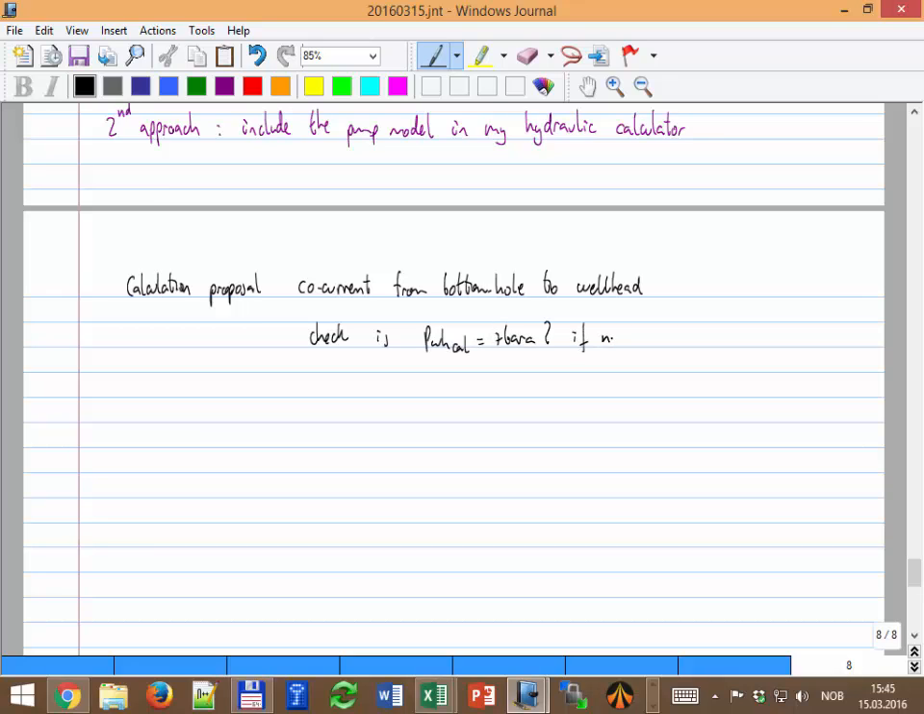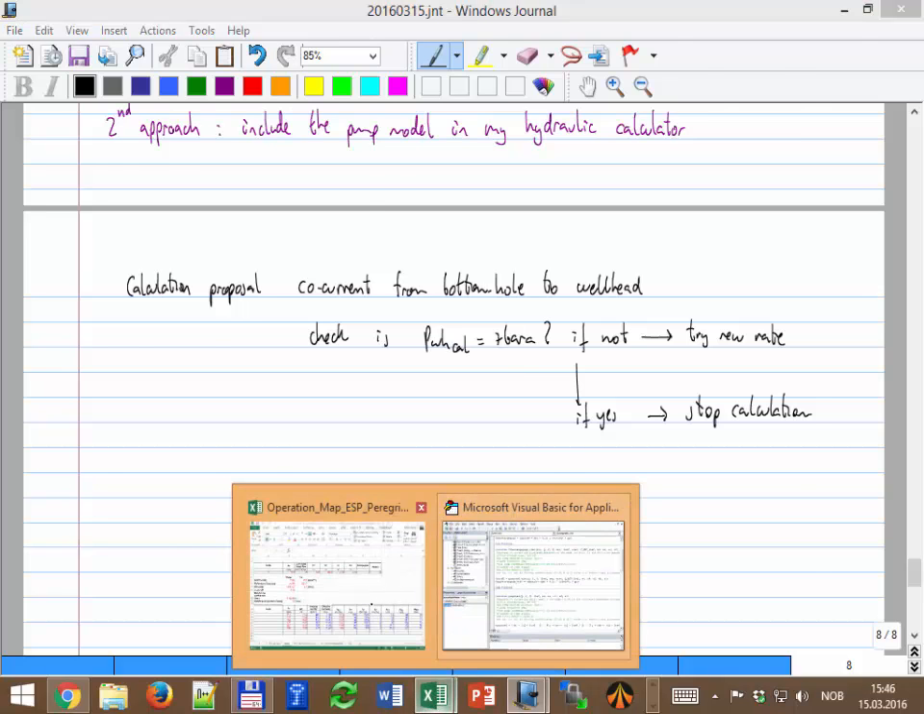If not, then I have to adjust, I have to try a new rate, and probably I'm going to do that with the solver. Or if yes, then I have to stop the calculation. Okay, so in that case, I'm not going to do any countercurrent and cocurrent. I'm going to do everything cocurrent. So let's modify the sheet for that.